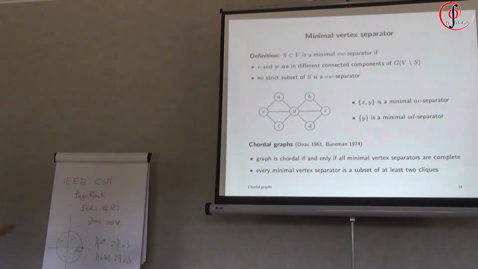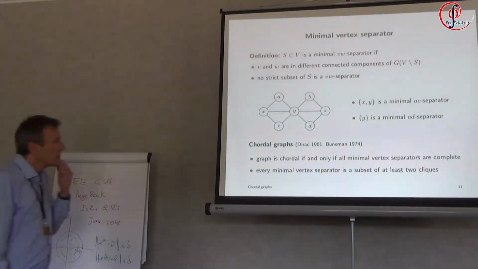a separator. So for example, in this graph, if you look at A and C, then X and Y form a minimal vertex separator for those two vertices. Because if you remove those two vertices, the graph is no longer connected, and A and C are in different components of that graph. Or another way to put it is that every path from A to C must pass through at least one vertex of that separator.